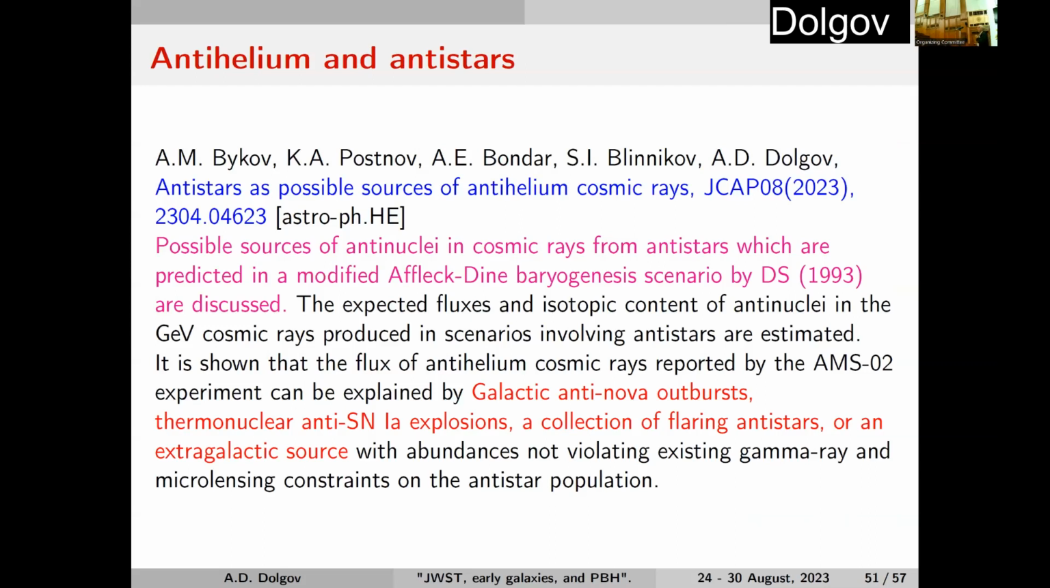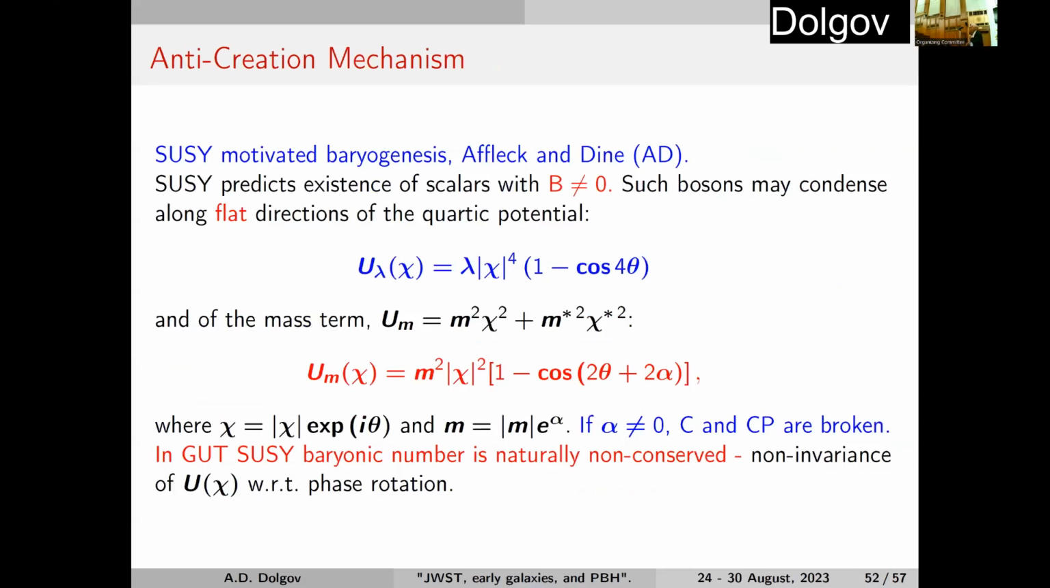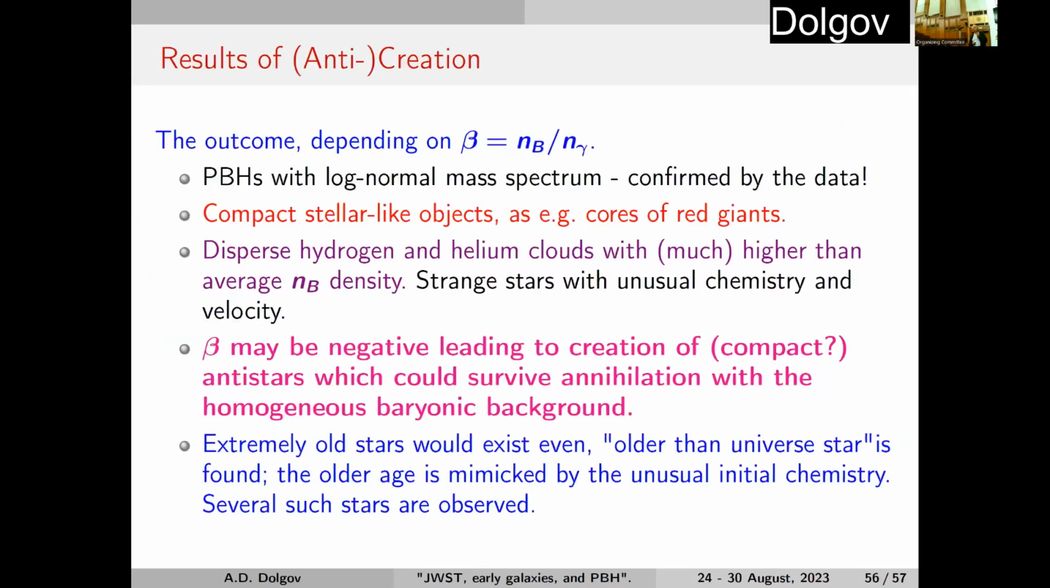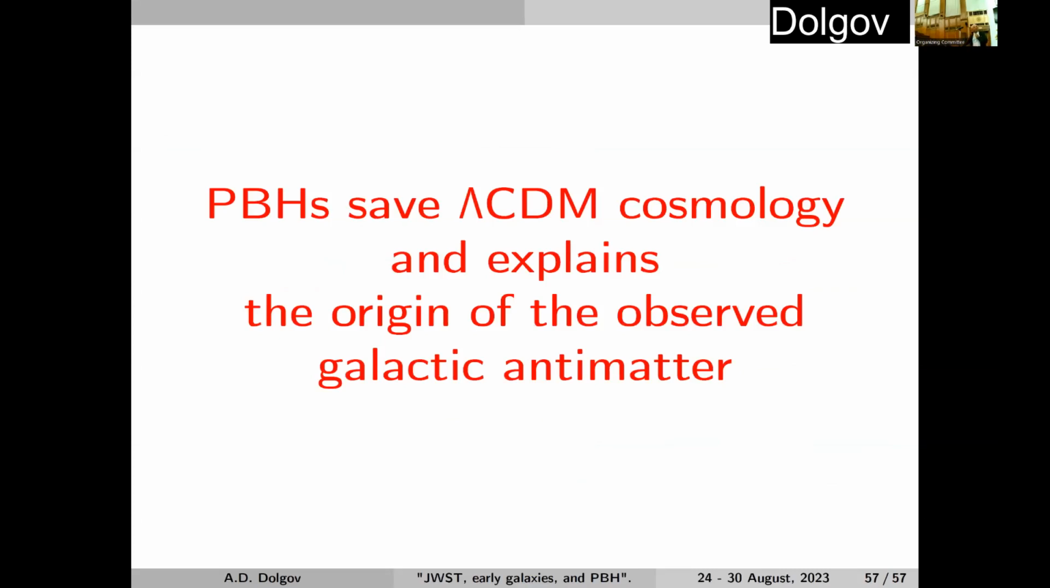There was another paper very recently where we studied some other implication of this idea, and probably the most natural mechanism of formation of this anti-helium and the other anti-nuclei is antimatter. Now, I think I will skip theory, which was published in many other ways. It is more or less a natural model of interaction of a scalar baryon, which exists in supersymmetric models, with the inflaton field, which is written here, and then there is an anti-creation mechanism. And I conclude, looking at the angry face of the chairman, that primordial black holes save lambda CDM cosmology and explain the origin of galactic antimatter.